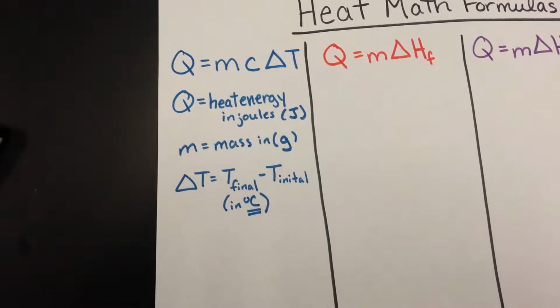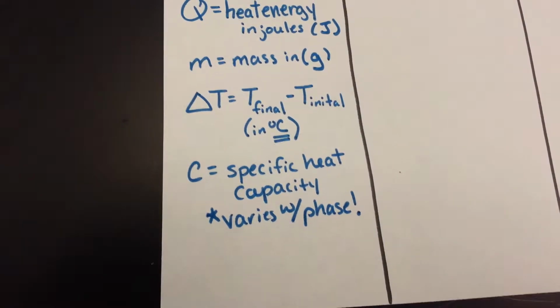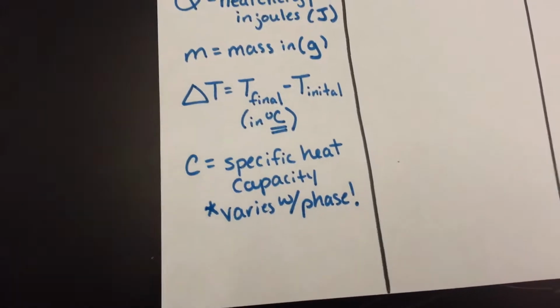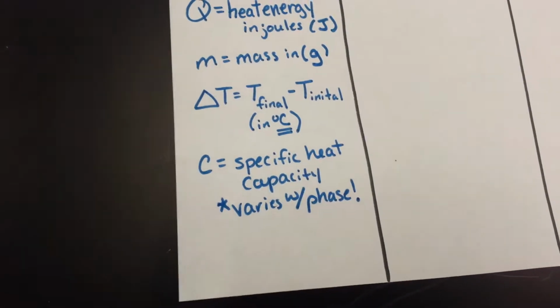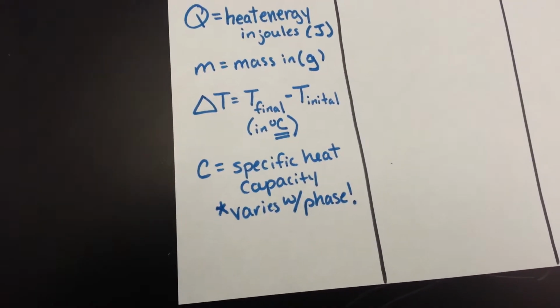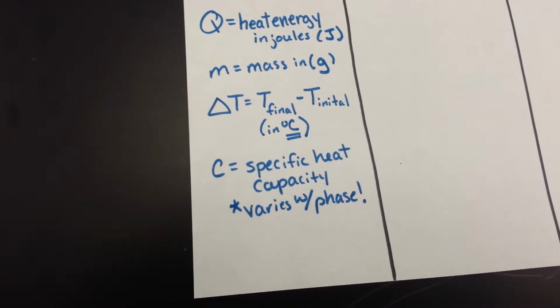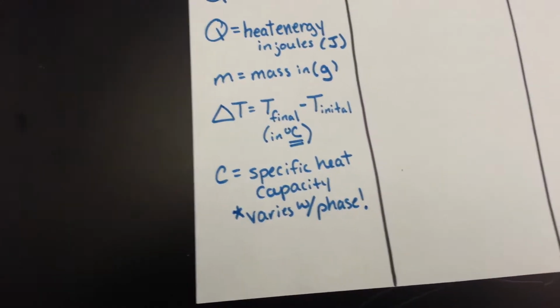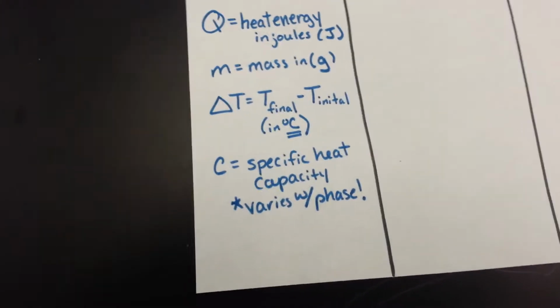So let's talk about this C. Specific heat capacity is a constant, and it's a number. It'll be given to you. But the key thing to remember about specific heat capacity is that it varies with phase. It has a derived unit, so it has the unit of joules for every degree C times grams.